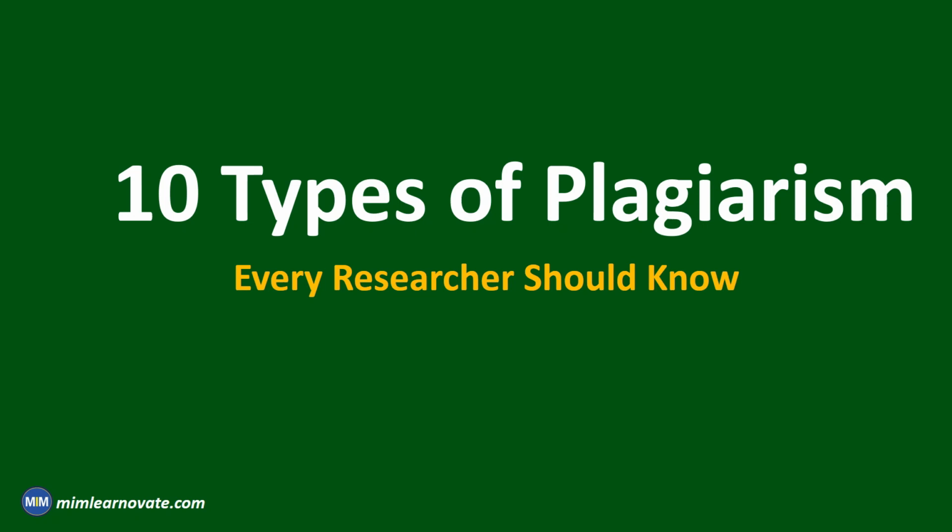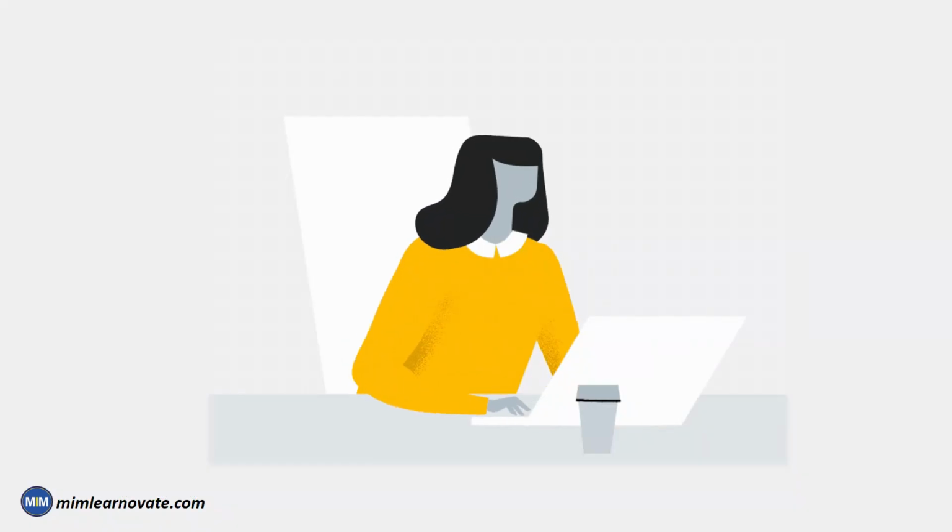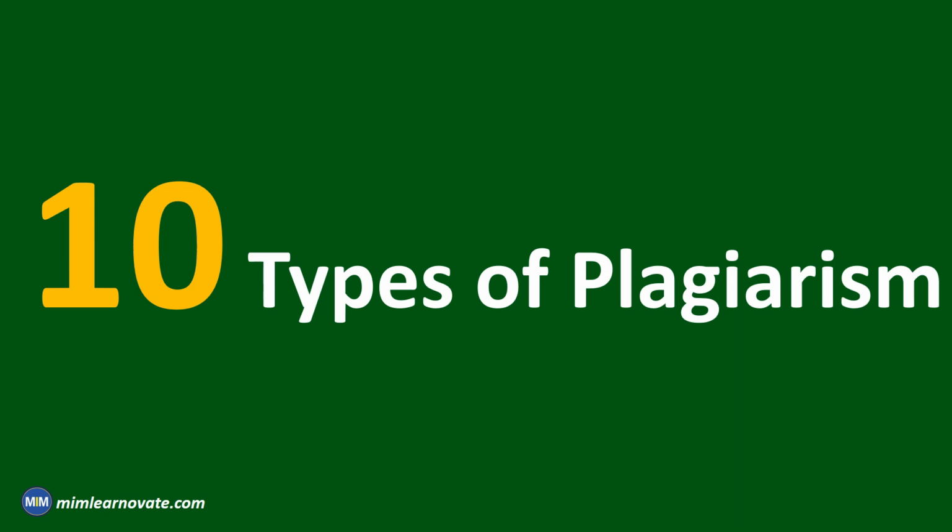10 types of plagiarism every researcher should know. The most frequent problem that any researcher runs into when preparing a research paper or dissertation is plagiarism. Before creating the report, the well-known plagiarism checking tool Turnitin divides plagiarism into 10 types. In this video, I will show you 10 types of plagiarism that researchers should be aware of and avoid.